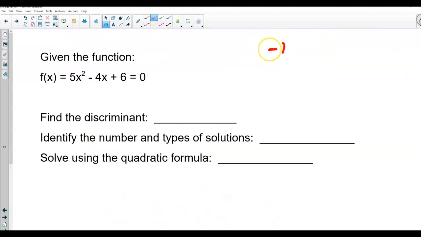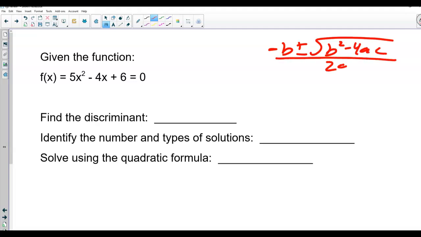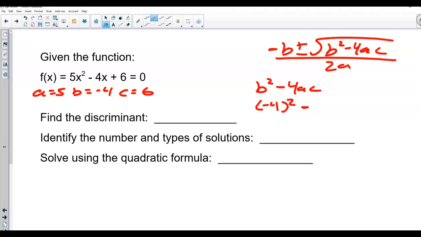Is this negative b plus or minus the square root of b squared minus 4ac, over 2a? We should be well versed in this. My a is 5, my b is negative 4, and my c is 6. When they ask for the discriminant, they're just talking about this. That's the discriminant. So, negative 4 squared minus 4 times 5 times 6. 16 minus 120, which is negative 104. That's the discriminant.